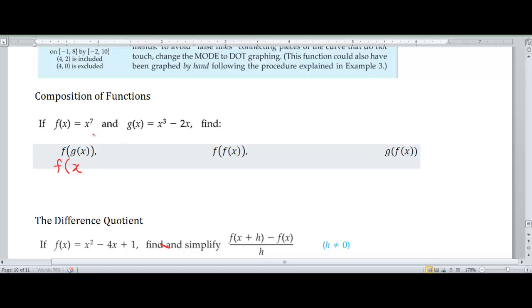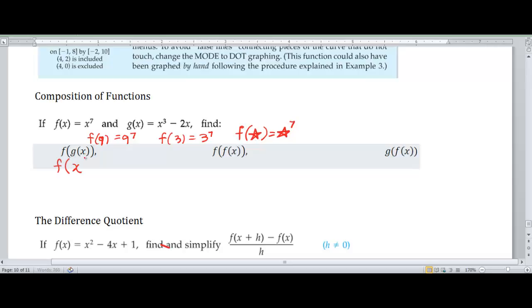So think about this. What is f of 7? Well, maybe that's a bad number. Let's say f of 9. Right? That's 9 to the 7th. What is f of 3? 3 to the 7th. What is f of star? Right? Star to the 7th. Every time you see an x, you plug in whatever is inside the parentheses.